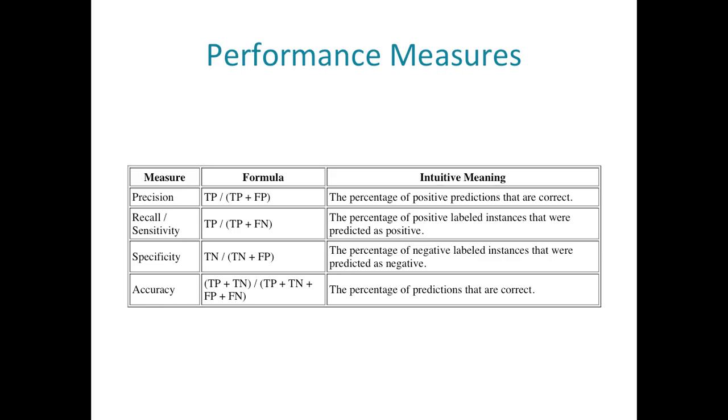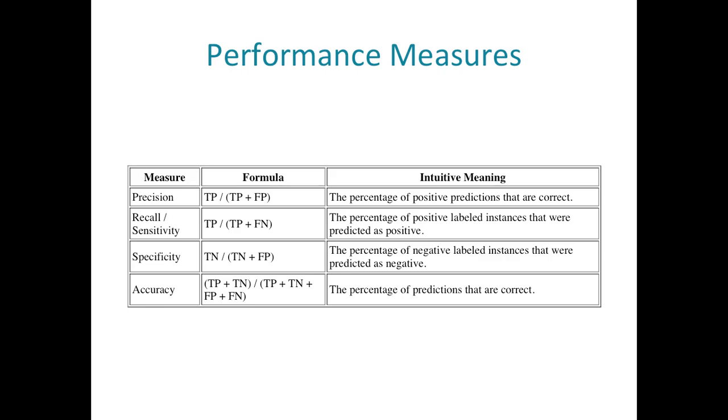Recall is defined as true positives divided by true positives plus false negatives, and it's the percentage of positive labeled instances that were predicted as positive. Okay? Specificity is the percentage of negative labeled instances that were predicted as negative, and accuracy is basically the percentage of predictions that are correct.